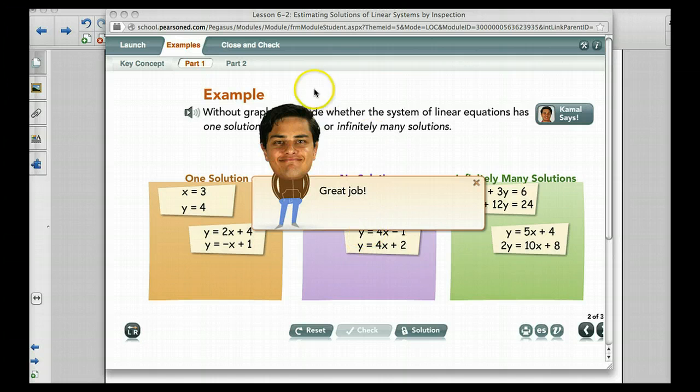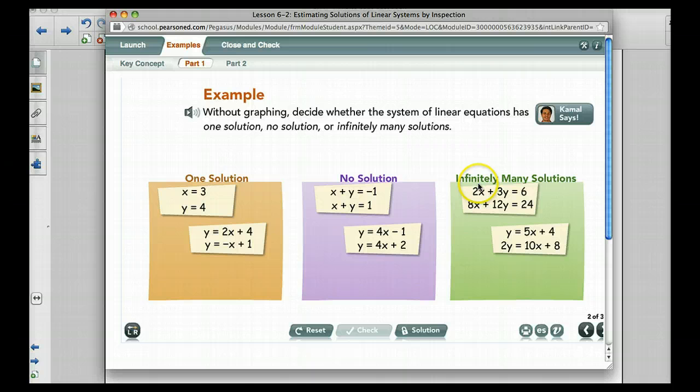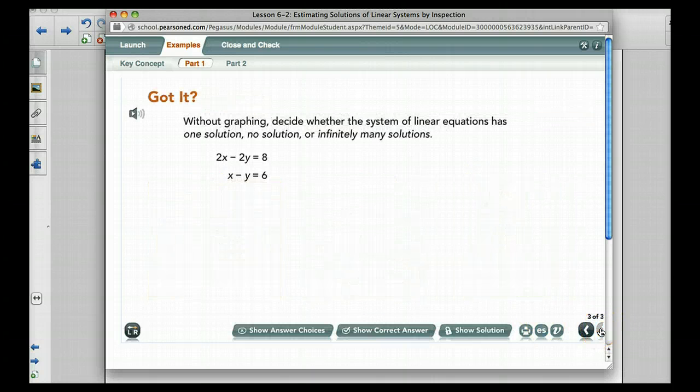Now, once you've done that, you should see Kamal come up here. He's dancing. And then you can go to page 3 of 3. Now, again, this is where you record in your student companion. We're now on page 132. This is the "Got it?" Without graphing, decide whether each system of linear equations has one solution, no solution, or infinitely many solutions.